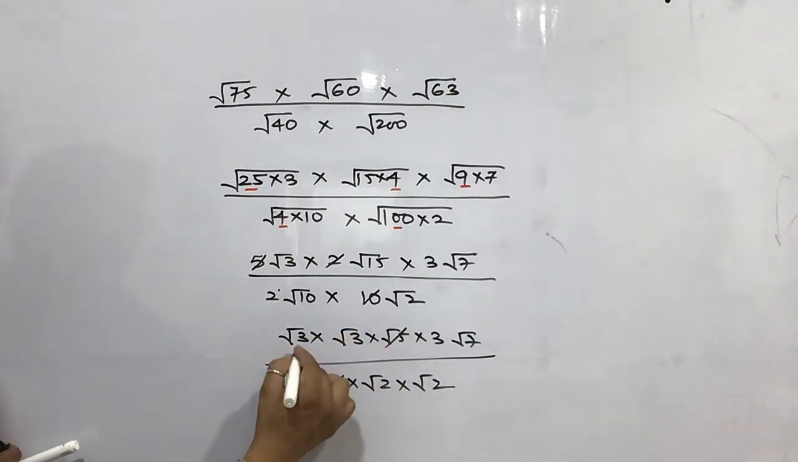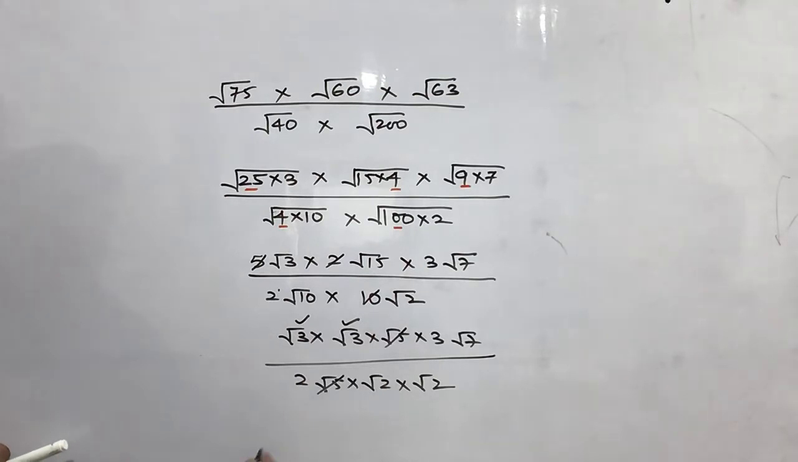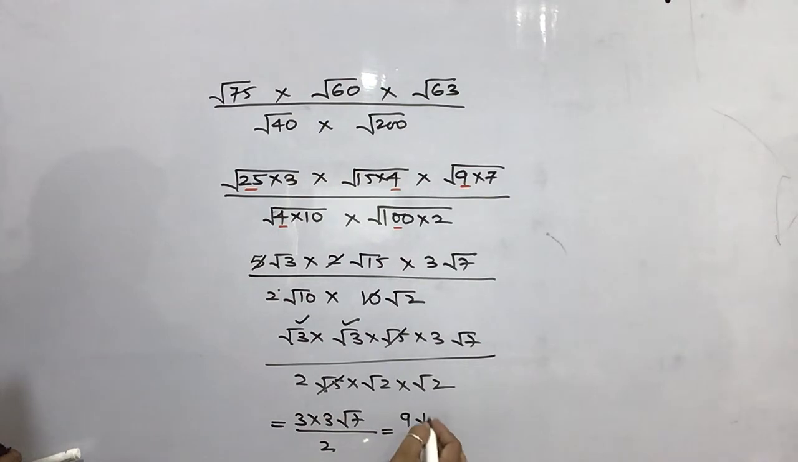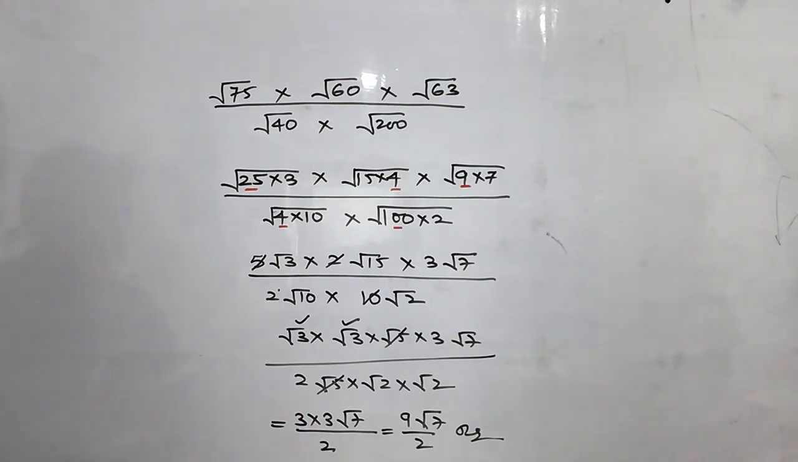What is left in the numerator? Root 3 into root 3. It will become 3 into 3 into under root 7. This one is root 2 into root 2, which is 2. So this will become 9 under root 7 by 2. So one more example I have done for you. So one more example for you. Now I am going to explain another example.